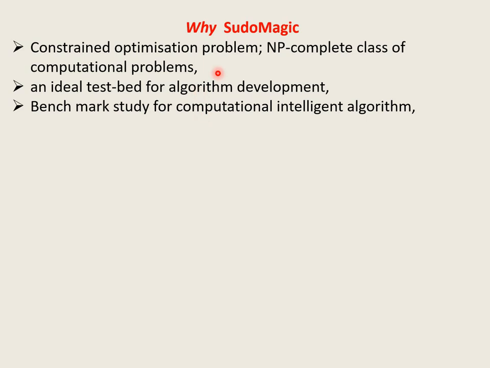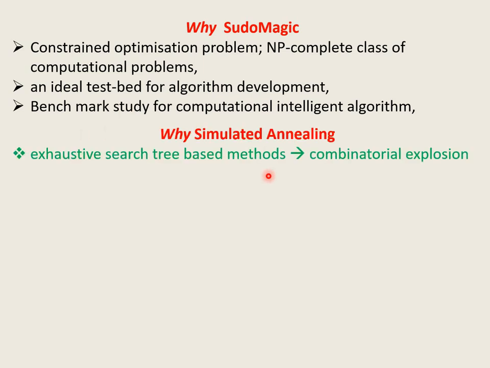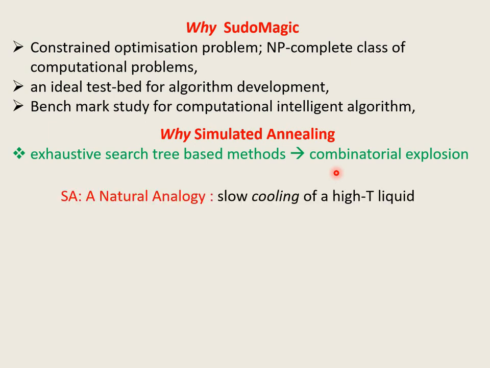Initially, it's a constraint optimization problem, and not only that, it's an NP-complete class of computational problem, as we have explained in the first part. It's an ideal test bed for algorithm development and benchmark study for a computational intelligent algorithm. And why simulated annealing? If you go for exhaustive search tree-based methods, it is clearly a combinatorial explosion problem, so it would be very difficult. But by AI method, it would be much easier. And because SAM was at our disposal, we could have used any other method as well.